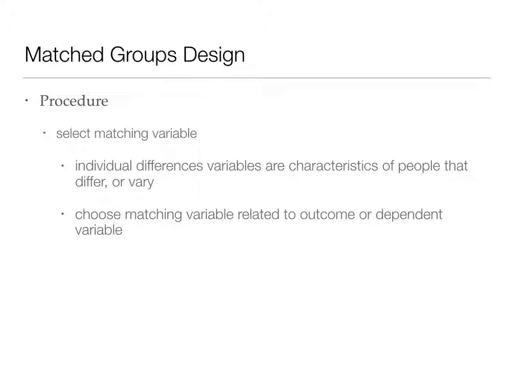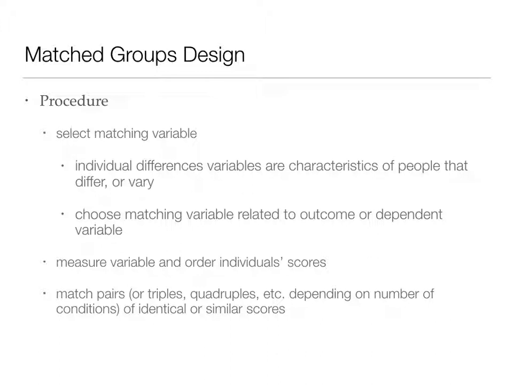So if we're doing a developmental study, we want to make sure the ages are even. We have all 7-year-olds, but some of them just turned 7 and some of them are about to turn 8. And we want to make sure that those averages are really even between the two groups and that our ranges are really even too. So what you do is you measure that variable, whether it's height or age or IQ or whatever it is, and you match up pairs or triples or quadruples depending on the number of conditions. So you do pairs if you have 2 conditions, you do triples if you have 3 conditions, you do quadruples if you have 4 conditions of identical or similar scores.